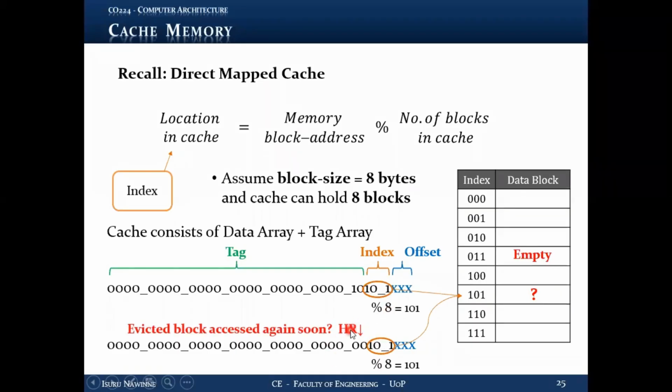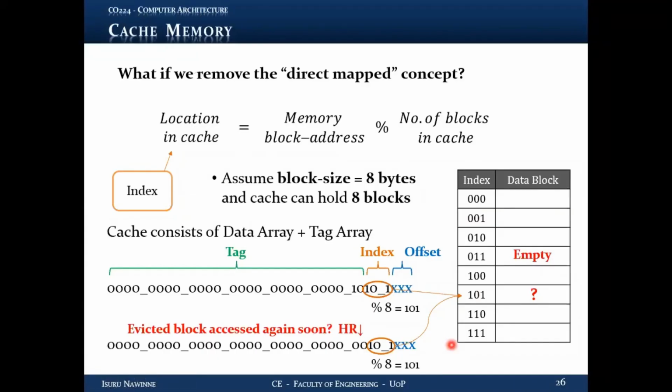Then the hit rate is actually affected, right? It goes down. We have thrown out an entry which has a likelihood of being accessed again. So the hit rate is suffering because of that old block being thrown away or evicted.